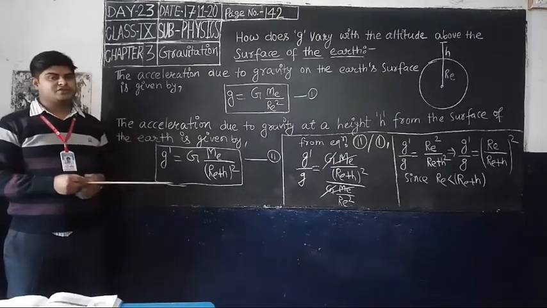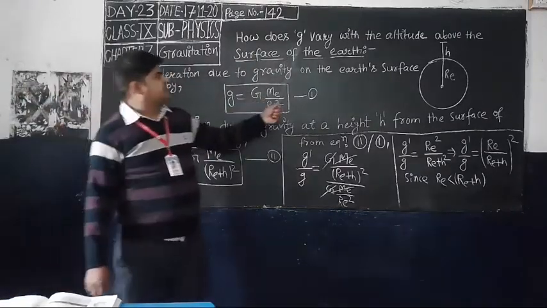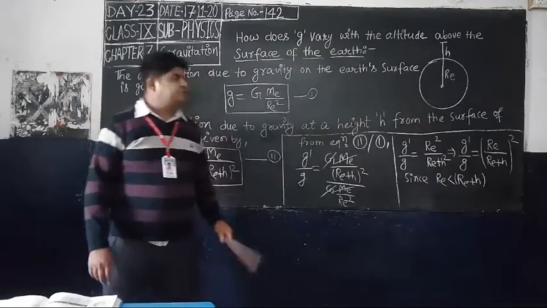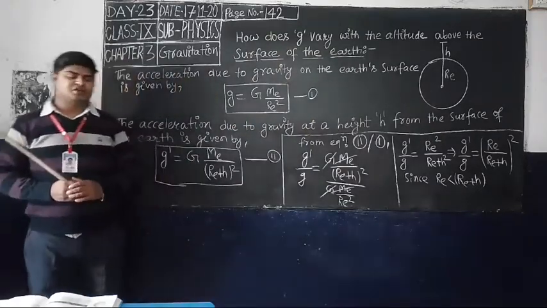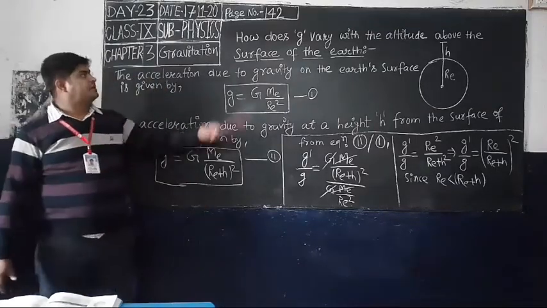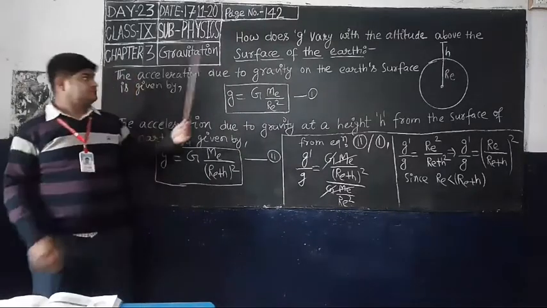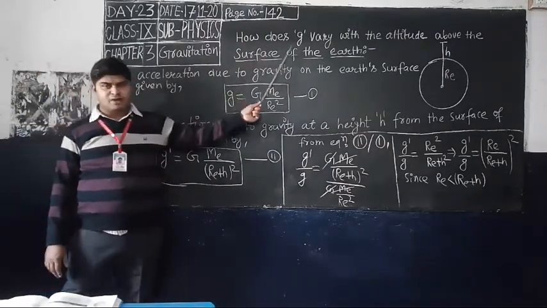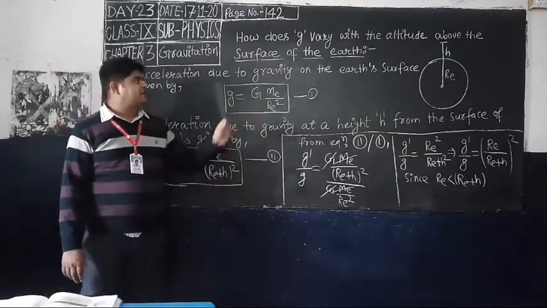Today I am going to start a new topic. Let us see how g varies with the altitude above the surface of the earth. Students, kindly sit with a pen, notebook and your science book, and turn to page number 142 and see the topic, how does a small g vary with the altitude above the surface of the earth.